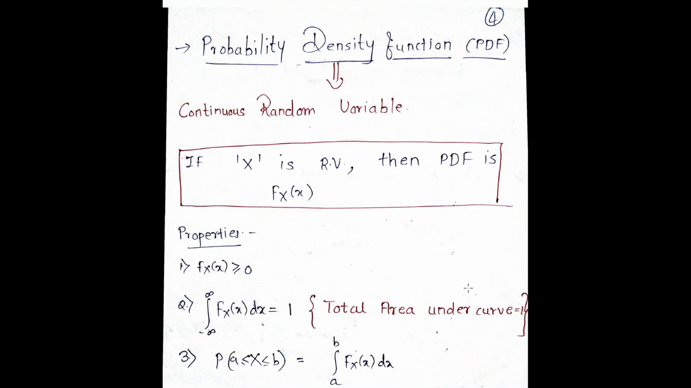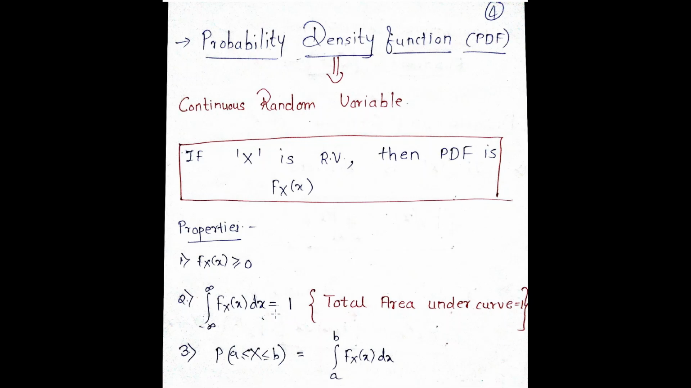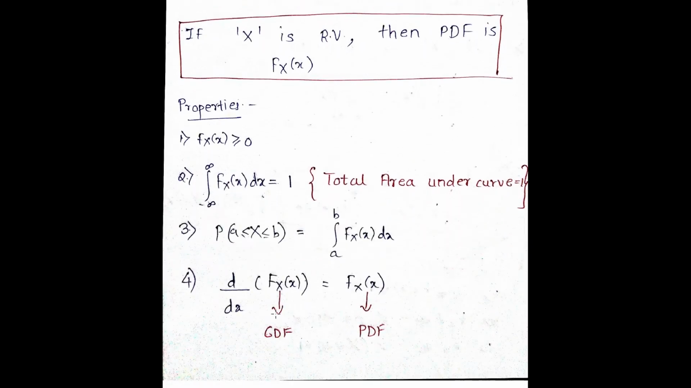Similarly, you have the PDF, which is the probability density function. It's meant for a continuous random variable, and the symbol is given as fx of x, where f is the smaller letter. Fx of x is greater than or equal to 0. The integration is equal to 1. The probability for a particular random variable existing from a to b is given as the integral from a to b of fx of x dx. And most importantly, the derivative of a CDF is the PDF.